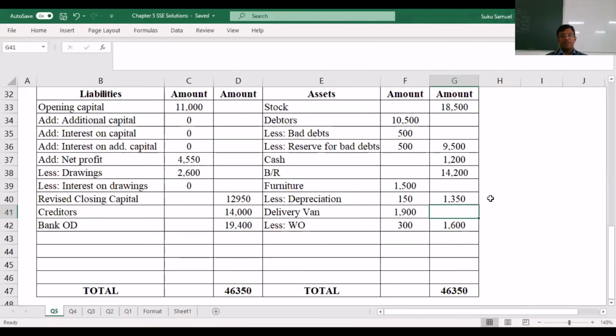So with that, we have calculated in total the value of the revised statement of affairs. And if you notice, the asset is tallying with the liability, which means we've completed our preparation.